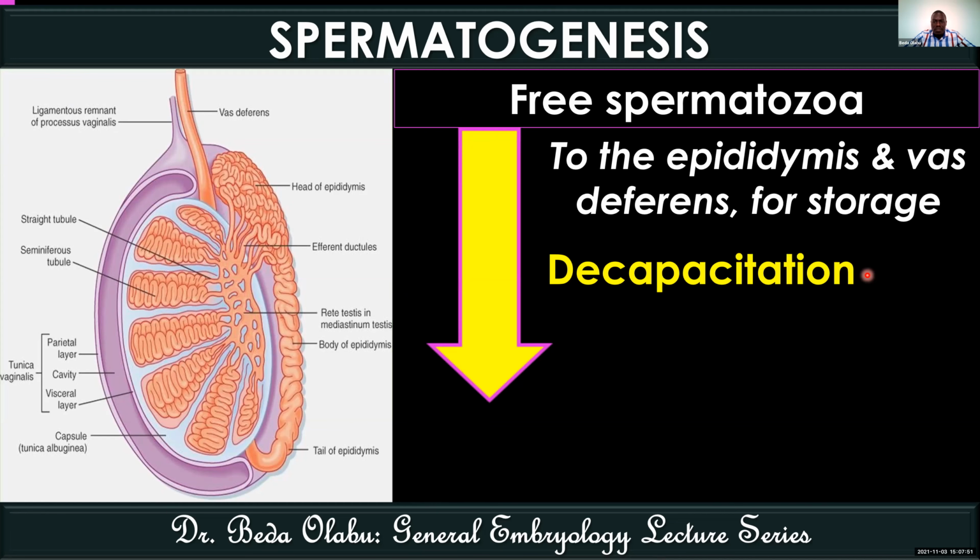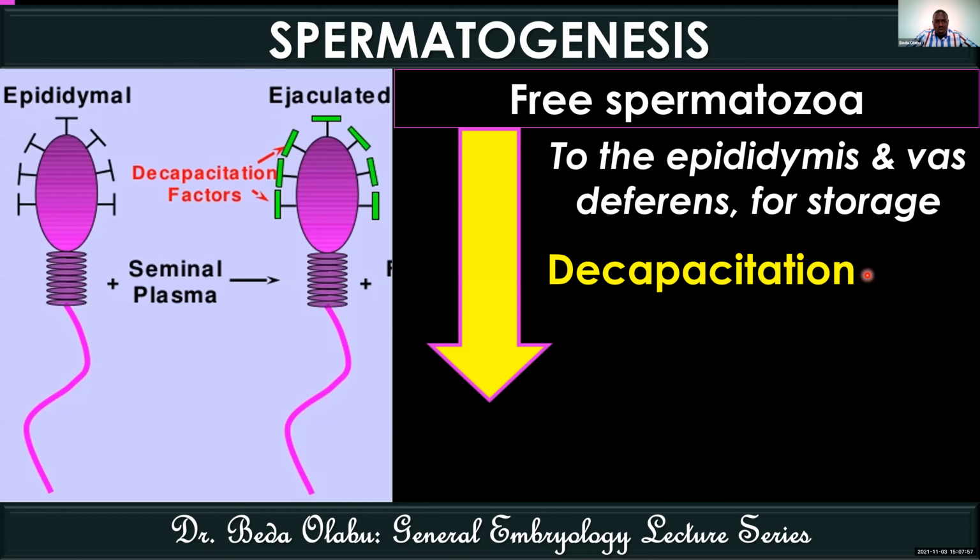What is decapacitation? Decapacitation is the application of what we call decapacitation factors around the head of the sperm. So in this image, you see some blue, that should be green. Green thing applied on the head of the sperm, somewhat to just blindfold or to protect or to cover, whatever you want to call it. It's a glycoprotein material applied on the head of the sperm. Decapacitation is important. Why?